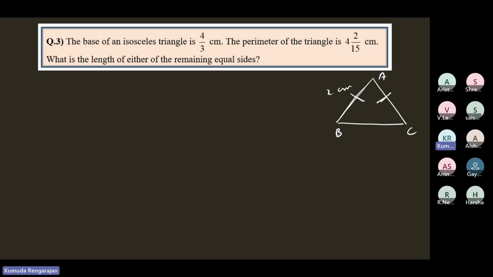So x centimeters each, x centimeters each. The base of the triangle is given to be 4 by 3 centimeters. The measure is 4 by 3 centimeters. It's not 4/3 of something.